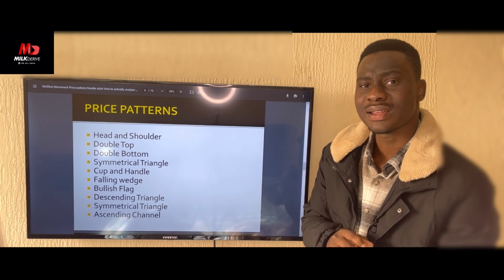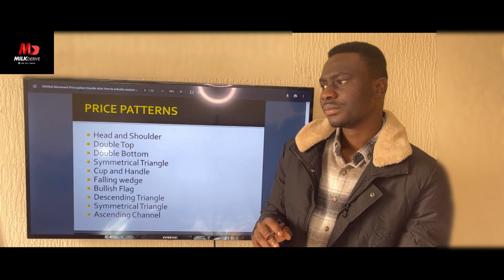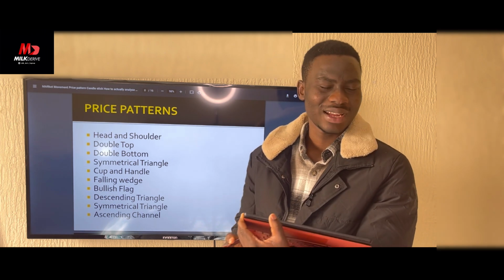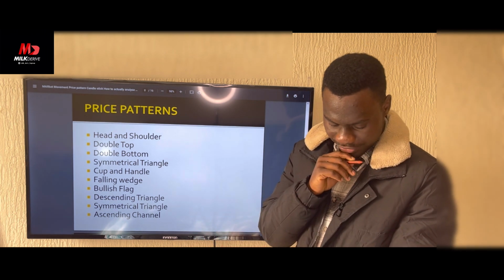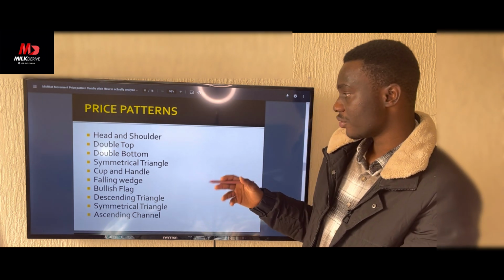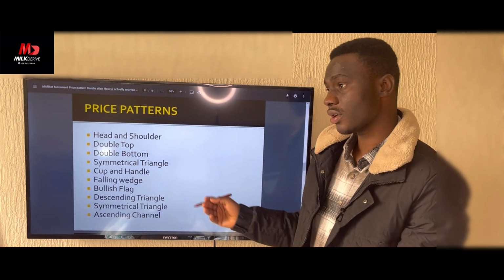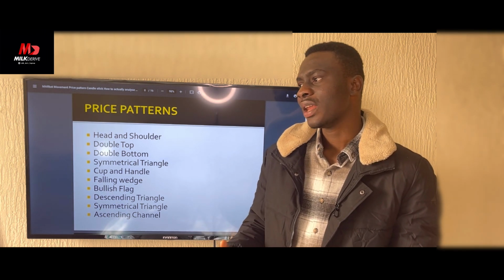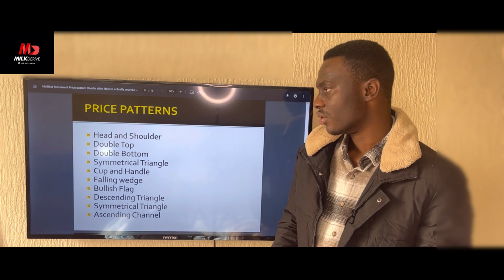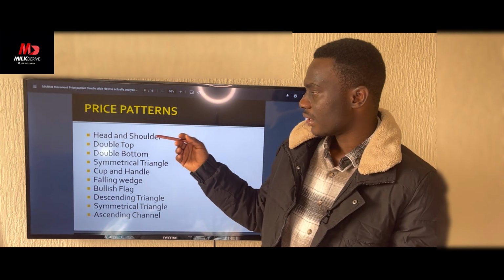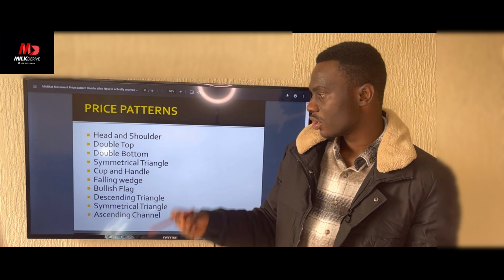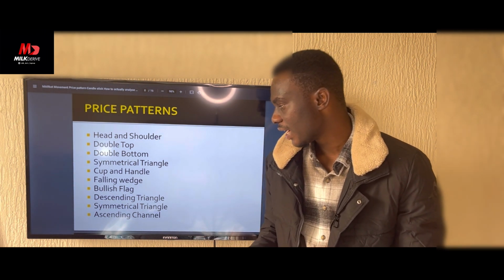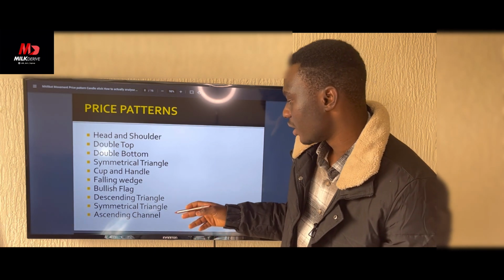So price patterns are very nice, and I'm going to be talking about a few of them that you can actually use. Just that they're very rare to find, but believe me, when you find one, you can make lots of money using it. One of them is the head and shoulders. You've seen them; the names are here. There are lots of others. I just brought out these ones because they're the ones you can actually find around more often. We have the head and shoulders, the double top, the double bottom, the symmetrical triangle, the cup and handle, the falling wedge, the bullish flag, the descending triangle, and the ascending triangle.